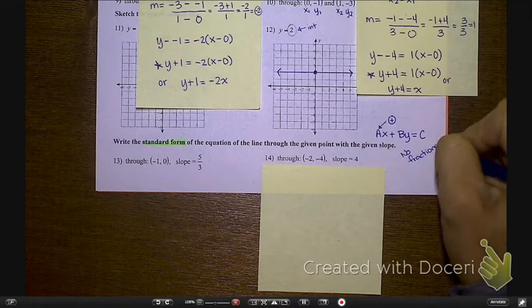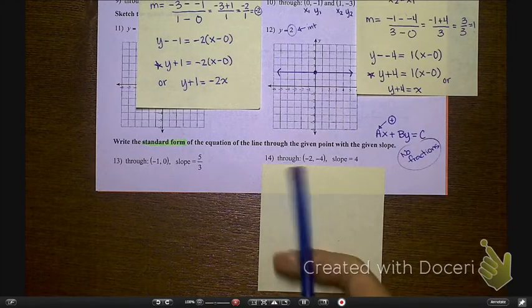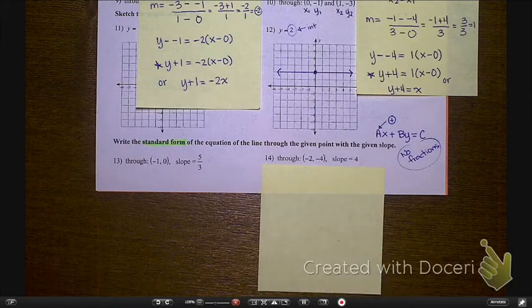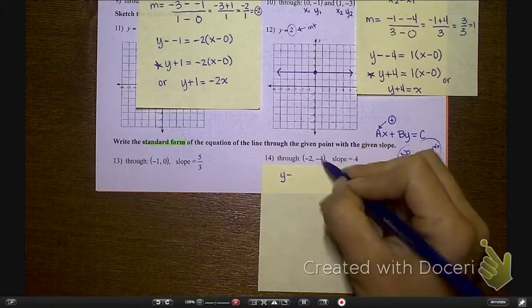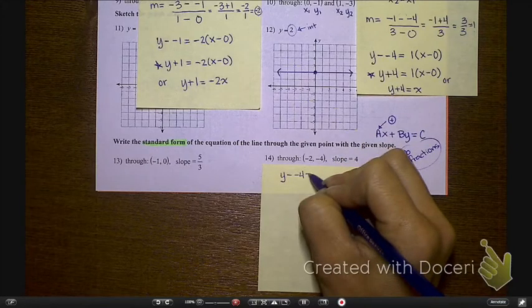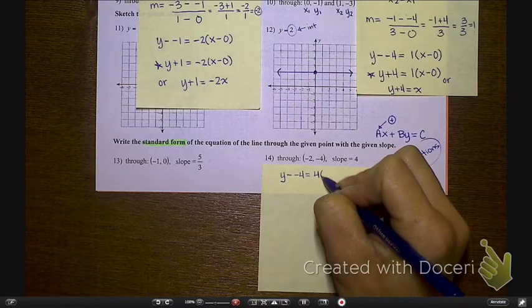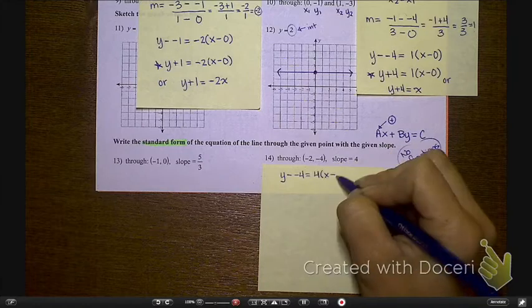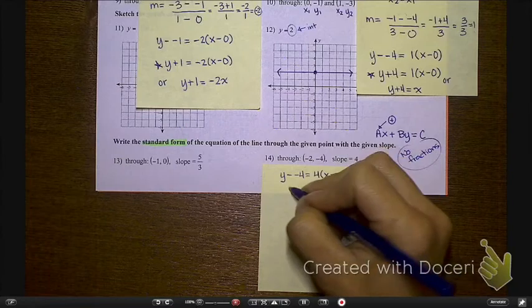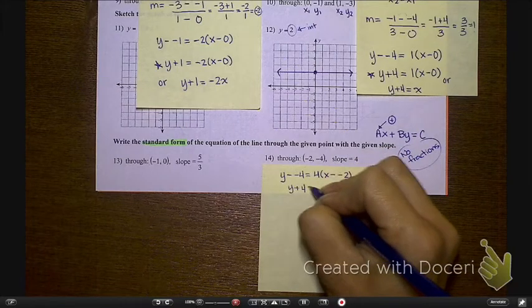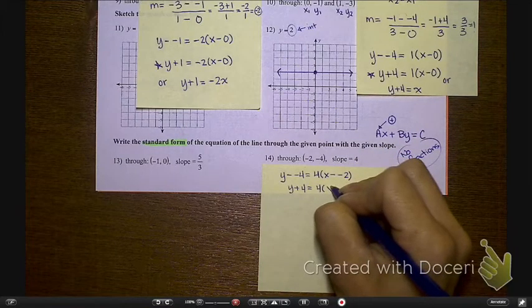Now, what they've given us is a point and a slope. So what I think we should do is write this in point slope form and then convert it. Okay? So we can go ahead and do this in point slope form. y minus y1 equals m times x minus x1. Now let's simplify. y plus 4 equals 4 times x plus 2.